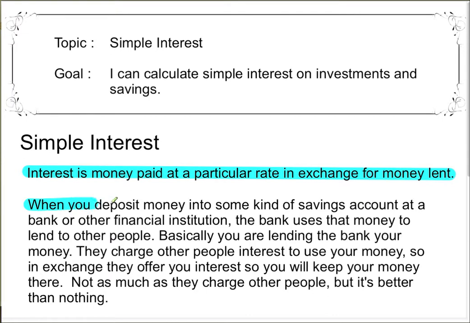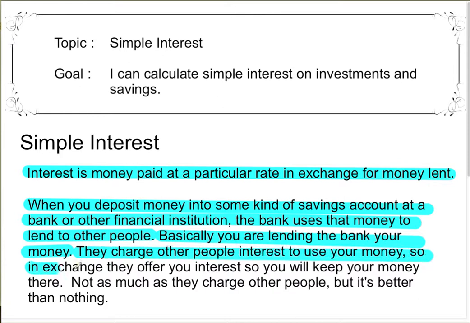Well, when you deposit money into some kind of savings account at a bank or other financial institution, the bank uses that money to lend to other people. So basically, you are lending the bank your money, and they charge other people interest to use your money. So in exchange, they offer you interest so you will keep your money there. Now, they don't give as much interest as they charge other people, but it's better than nothing. So they pay you for the use of your money, and other people pay the bank for use of your money.